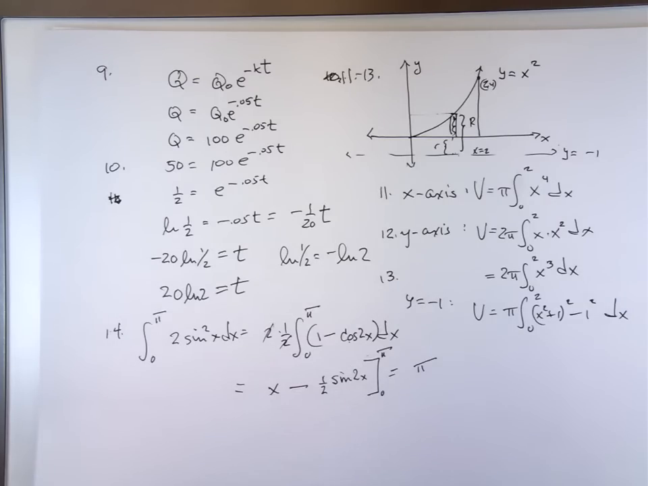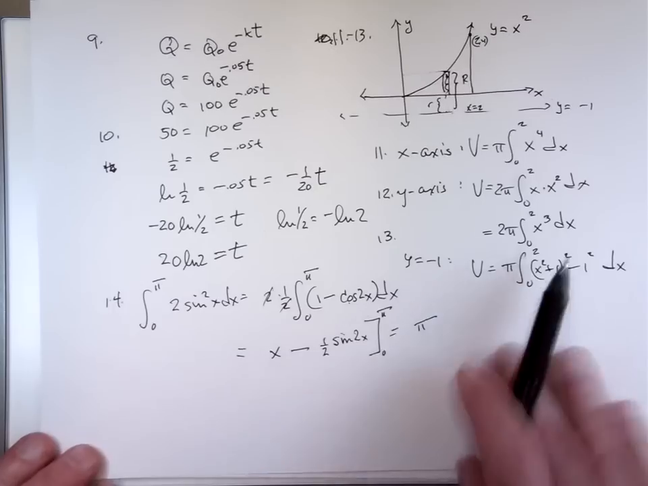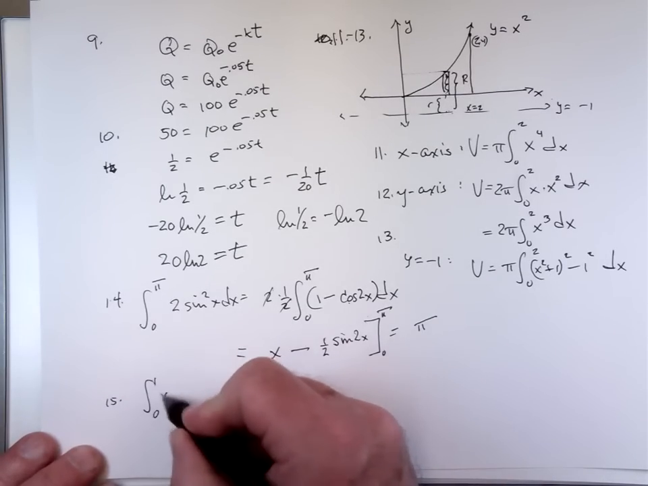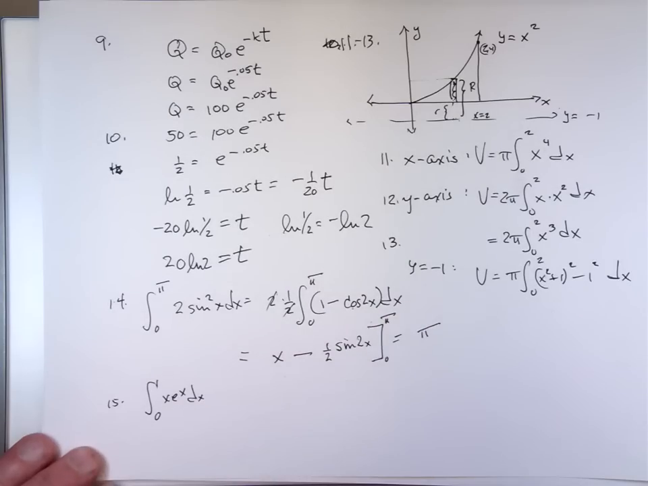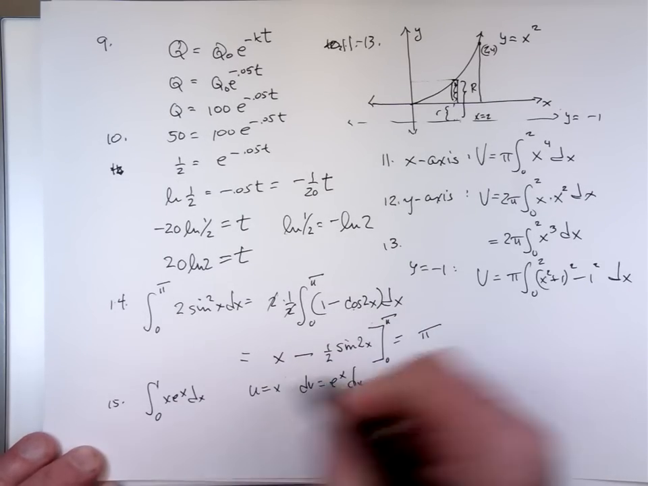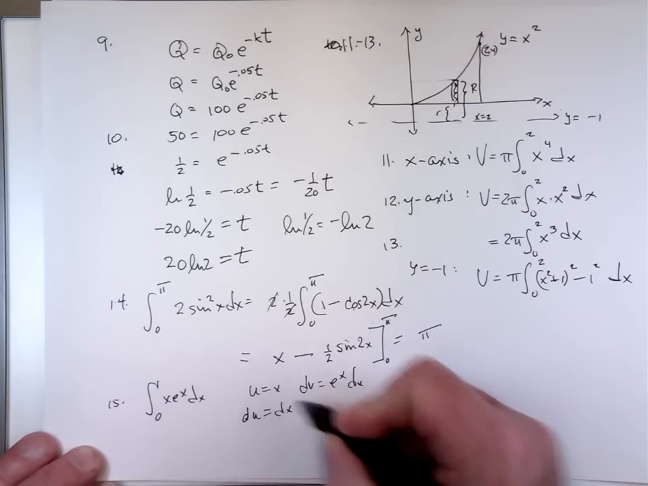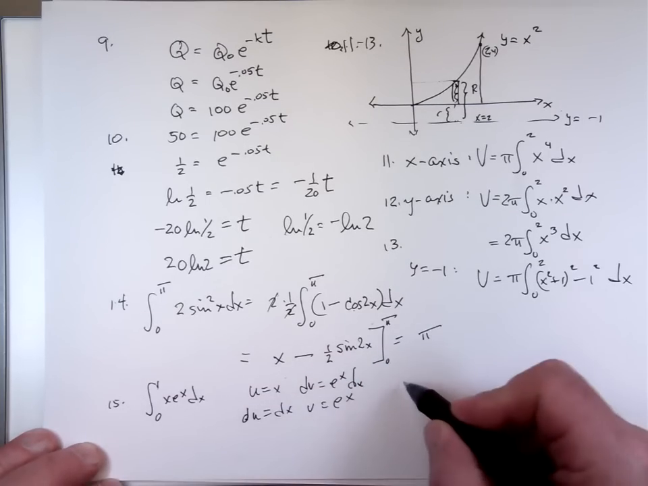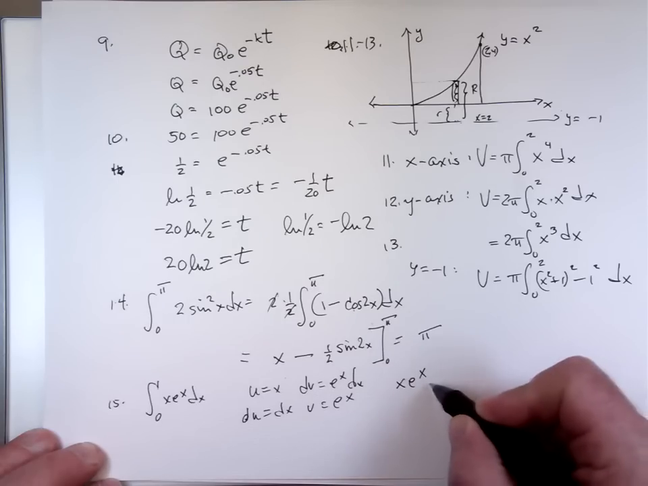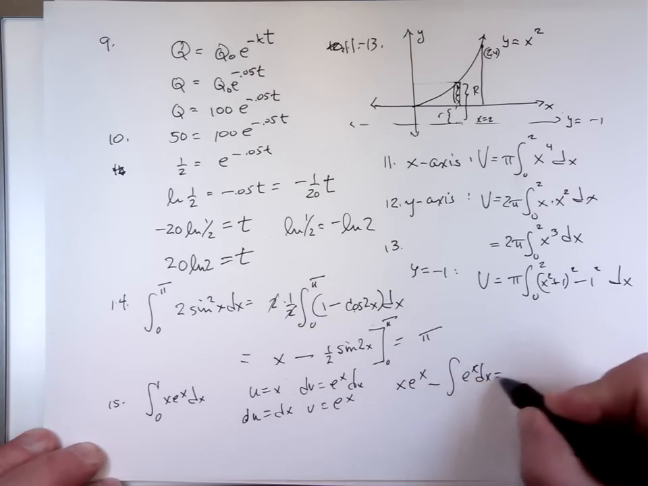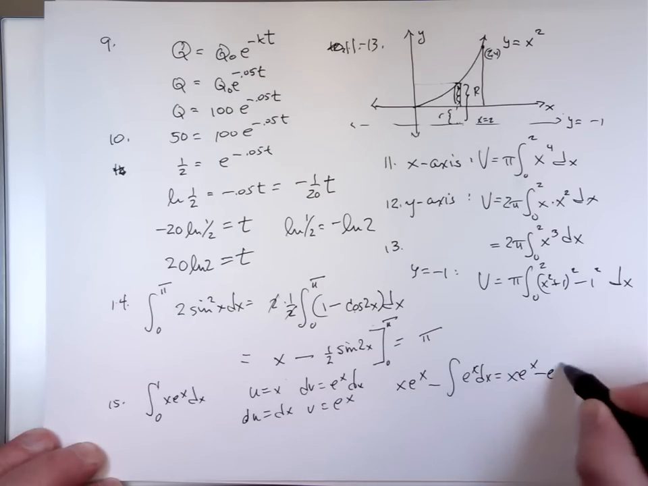Okay, 14. Let's go to 15. 15 is 0 to 1, x e to the x. This is an integration by parts problem. U is x, the dv is e to the x dx. Du is dx, v is equal to e to the x. So the integral becomes uv, x e to the x, minus the integral of v du, which is x e to the x minus e to the x from 0 to 1.